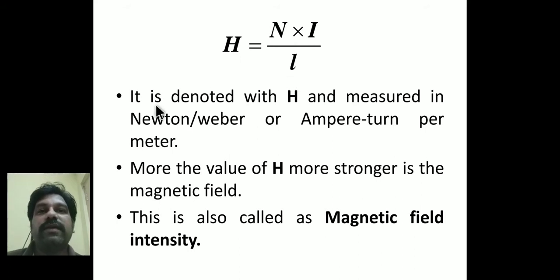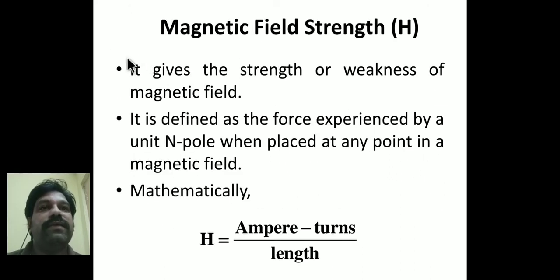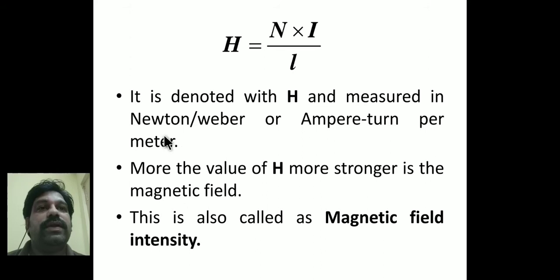So magnetic field strength is denoted with the letter H and measured in Newton per Weber or ampere turn per meter. The unit Newton per Weber comes from the definition of magnetic field strength, as it is defined as the force experienced by a unit north pole. The unit for force is Newton, and the north pole means flux, therefore it is Weber. So Newton per Weber, or from the other definition, the unit is ampere turn per meter.